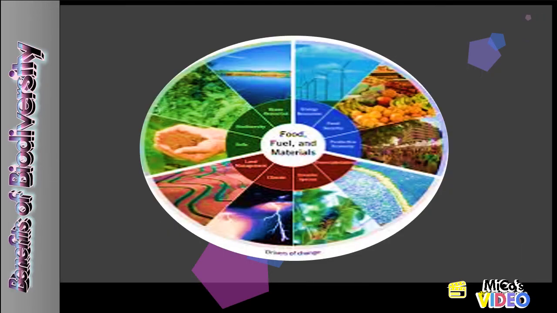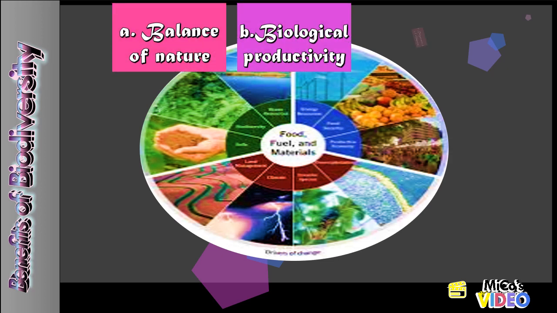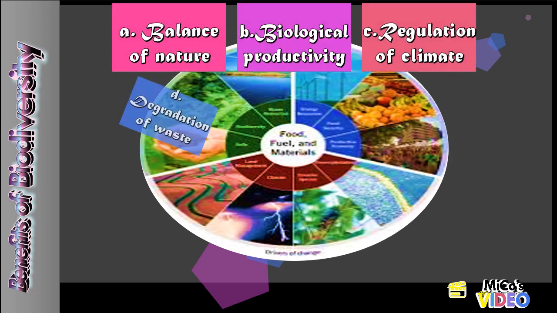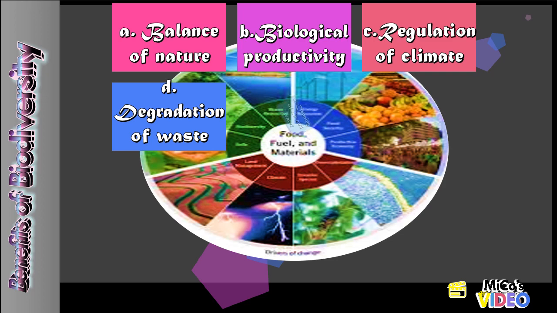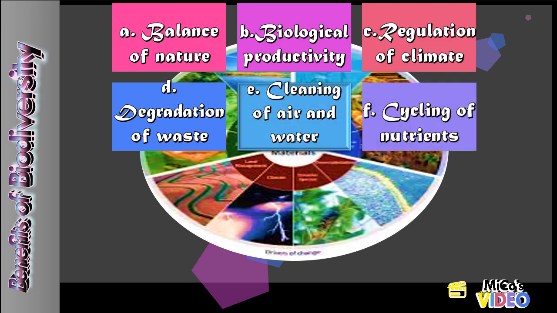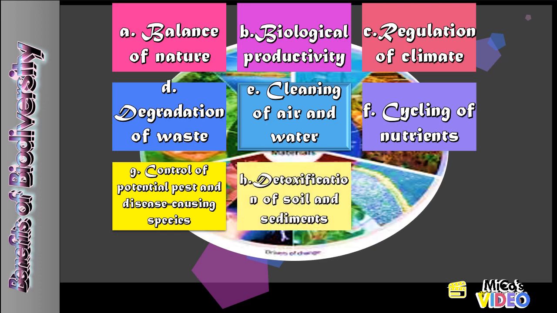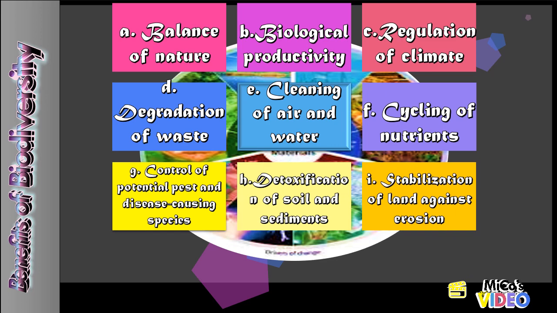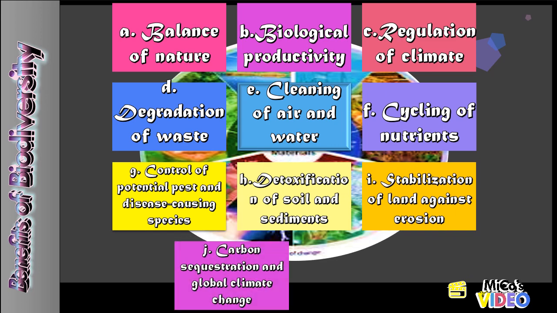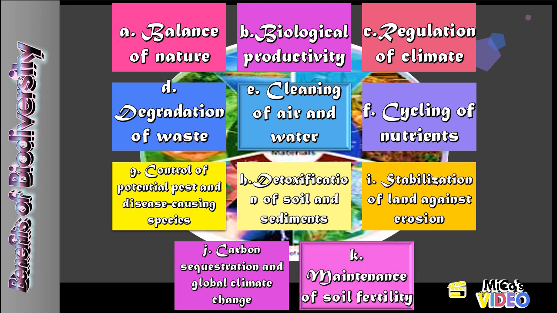Now, to sum up the different benefits of biodiversity, this includes balance of nature, biological productivity, regulation of climate, degradation of waste, cleaning of air and water, cycling of nutrients, control of potential pest and disease-causing species, detoxification of soil and sediments, stabilization of land against erosion, carbon sequestration and global climate change, and lastly, maintenance of soil fertility.